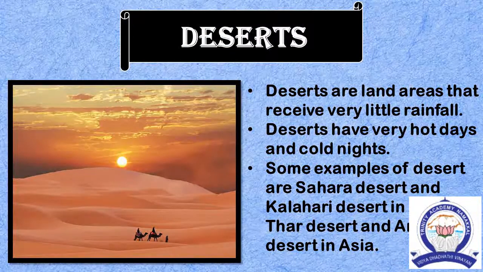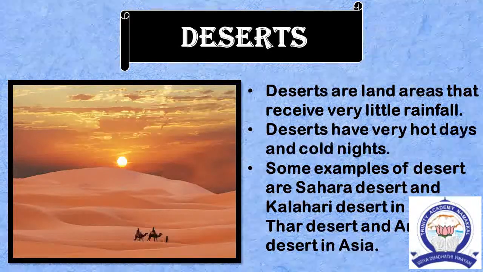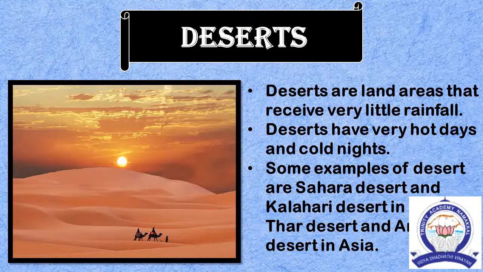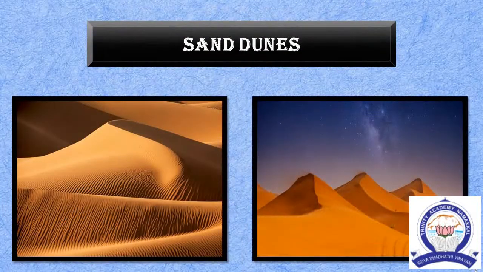Now, let us move on to the next major landform, deserts. Children, the deserts receive very little rainfall. They experience a dry climate. Characteristics of deserts: deserts have very hot days and cold nights. They have frequent dust storms. Deserts have hills of sand called sand dunes. It is a region with very little rainfall and less vegetation. Cactus and date palms grow here.